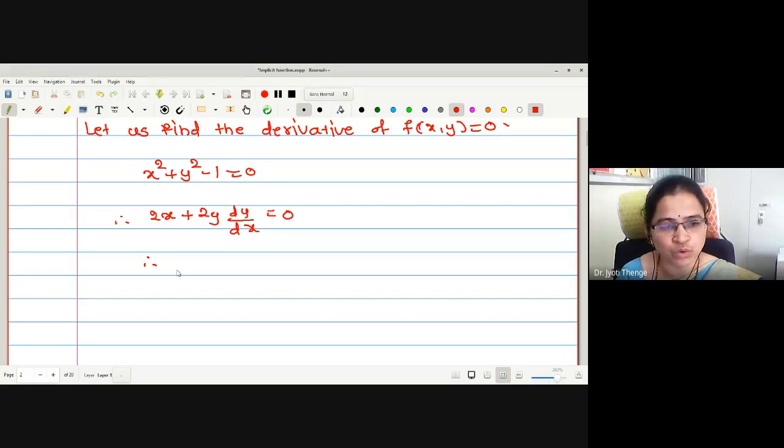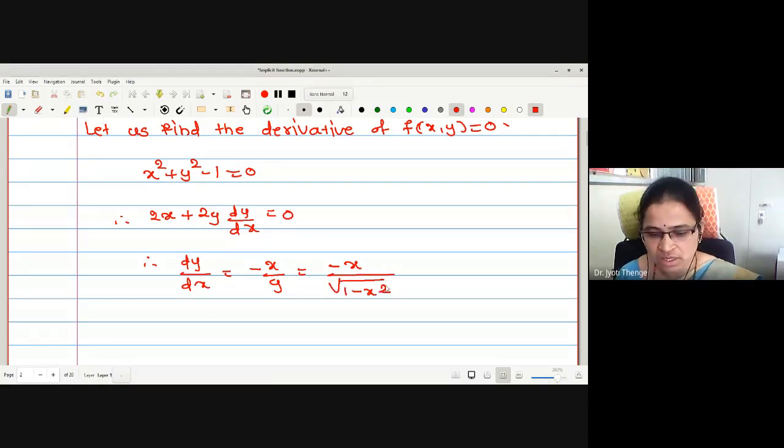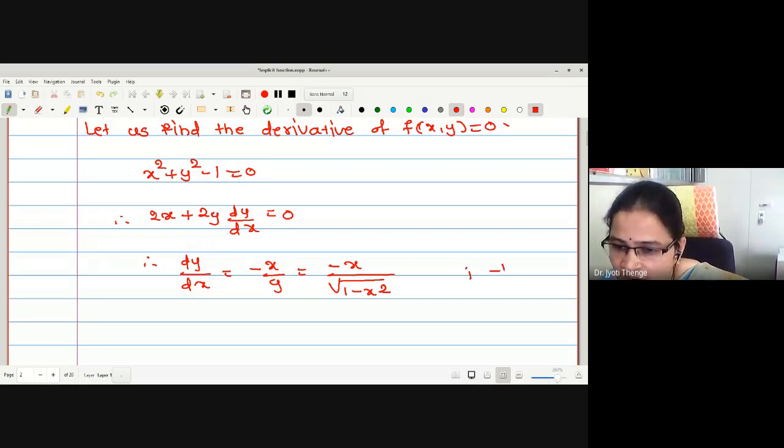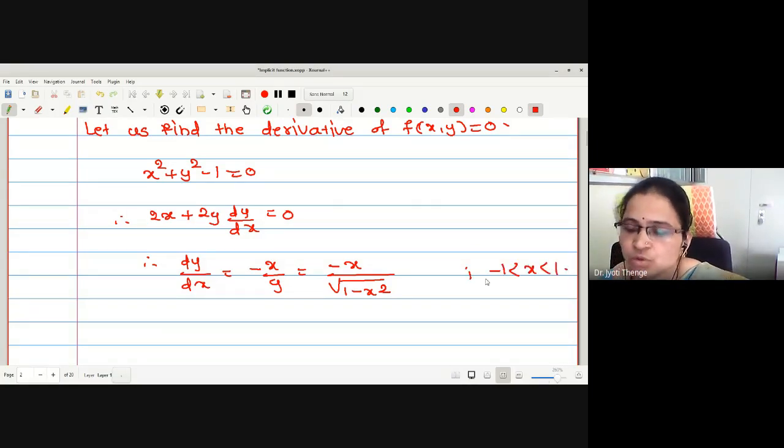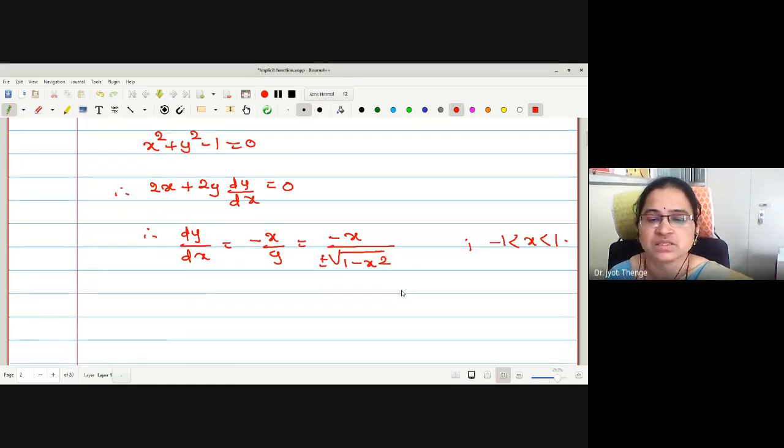Let me cancel 2 throughout. Therefore, what is the value I am getting? dy by dx I am getting as minus x by y. Minus x by y. But what is y we were writing? Under root 1 minus x square. Let me restrict the value of x between minus 1 to plus 1. Therefore, this is plus minus actually. This is plus minus. Okay.